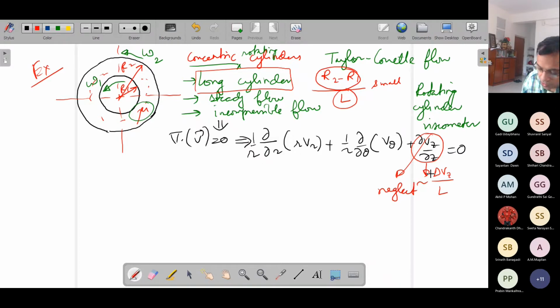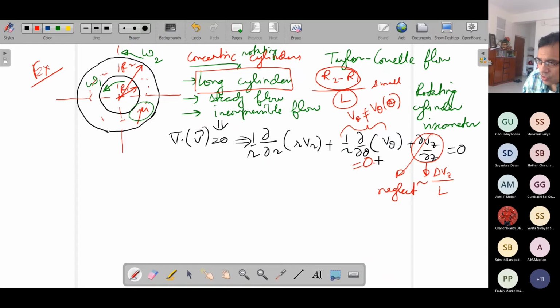V theta is not equal to 0, but this term is 0. Why? This term is 0 because V theta is not a function of theta. Not that it is 0, but it's not a function of theta. Why is it not a function of theta? There is no theta asymmetry. That means the angular velocities omega1 and omega2 are not varying with angular position. They are the same throughout the angular position. That means there is symmetry with respect to the angular coordinate theta, and therefore this is equal to 0.